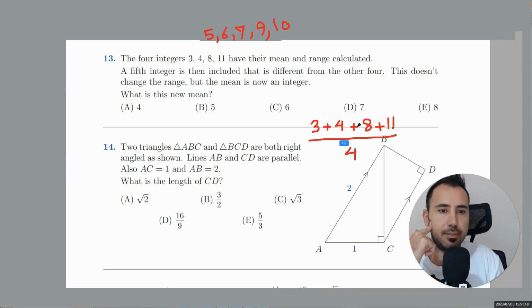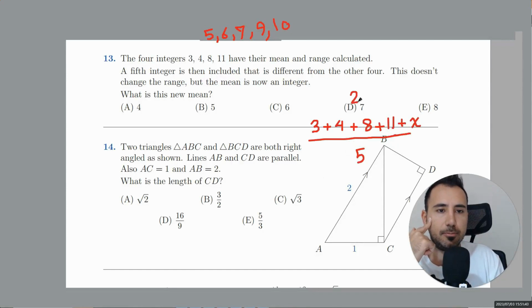It would be 7 plus 8, 15, 26. As you see, 26 is not divisible by 4, so it will not be an integer. But if we add another number to it, plus x, and this one will be 5, it has to be divisible by 5. So we had these numbers.